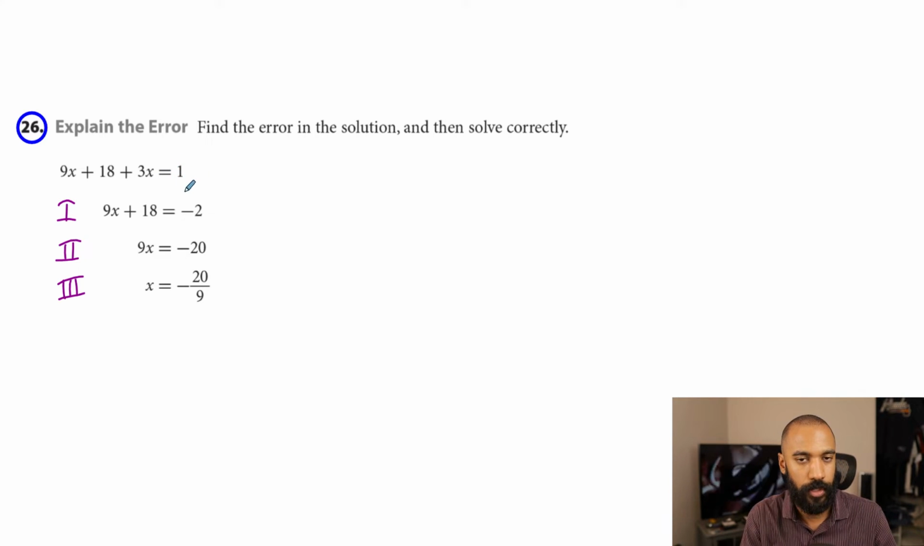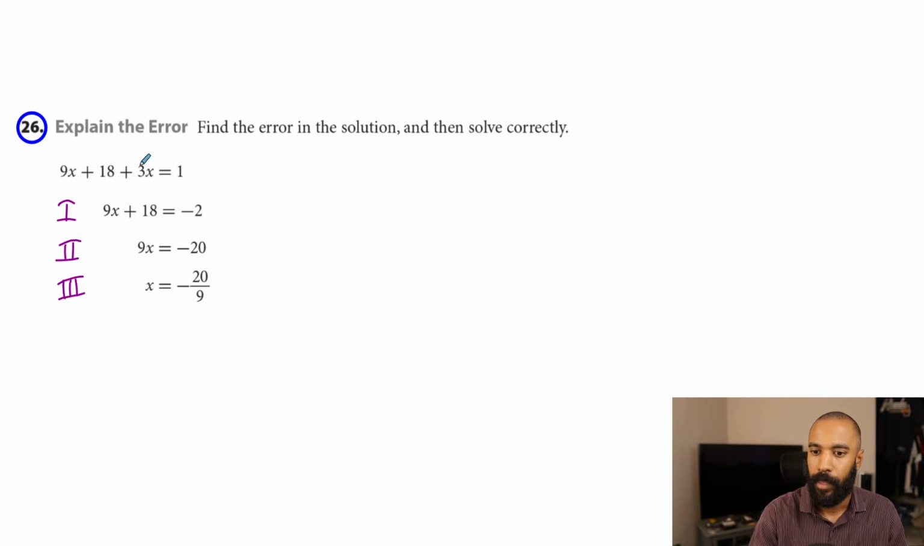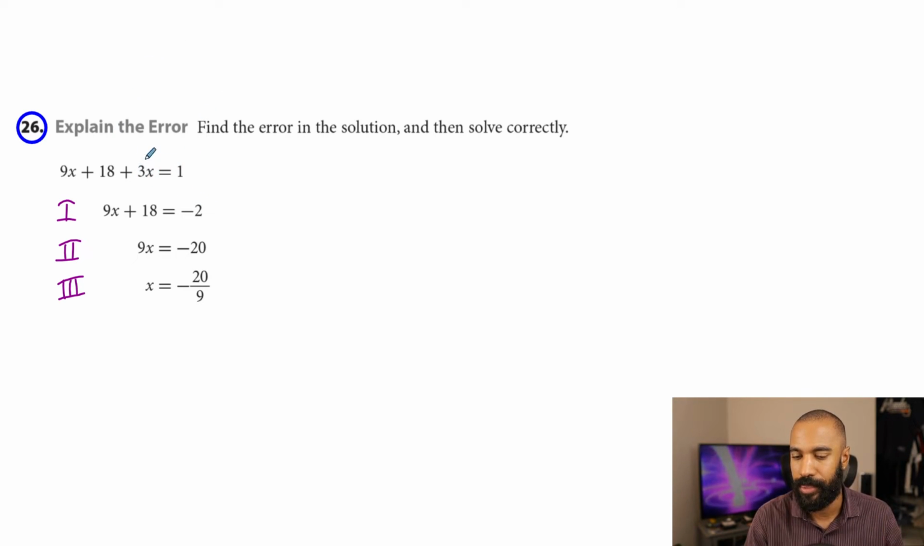Say I'm looking at a student's work, and I have to assume what they did to go from one step to the next so we can make sense of it. The next step shows 9x plus 18 equals negative 2. Now, a couple things happened here. The 3x is no longer on this side anymore. It didn't combine like terms with the 9x, and we'll talk about combining like terms, but it didn't combine like terms. It's like it's gone.